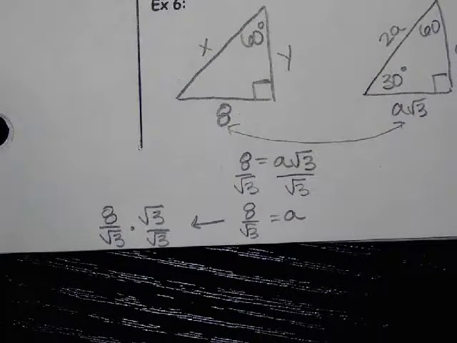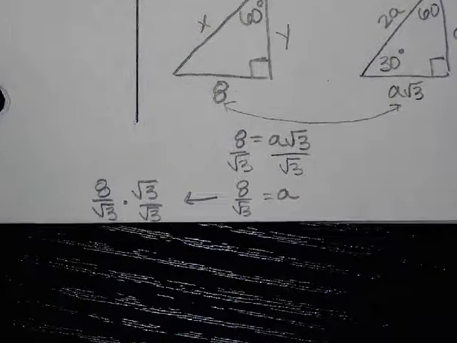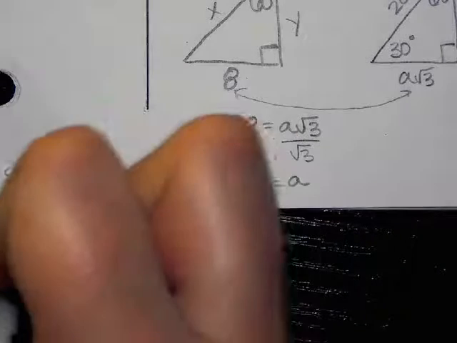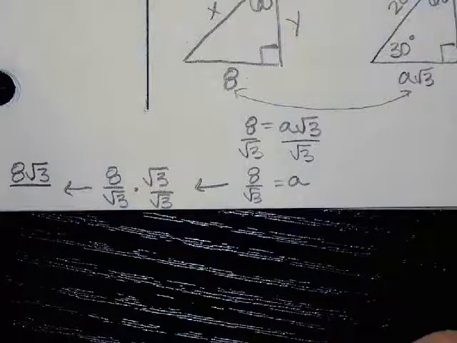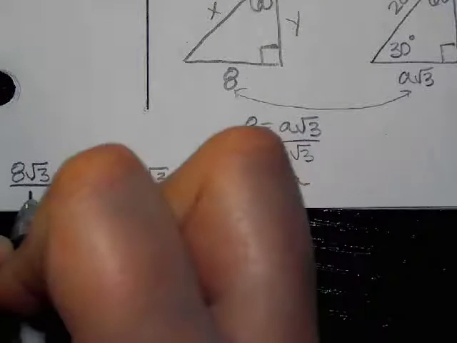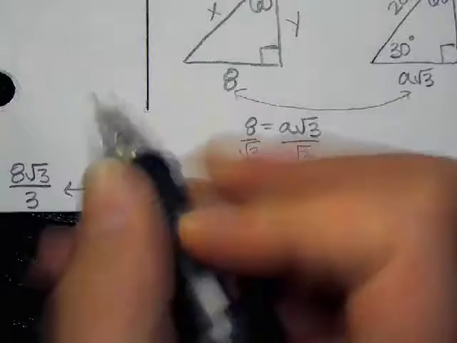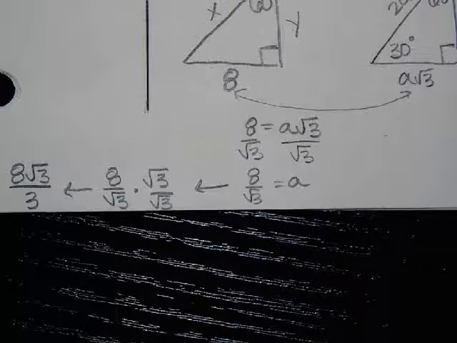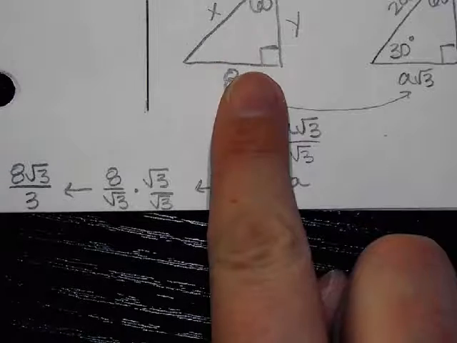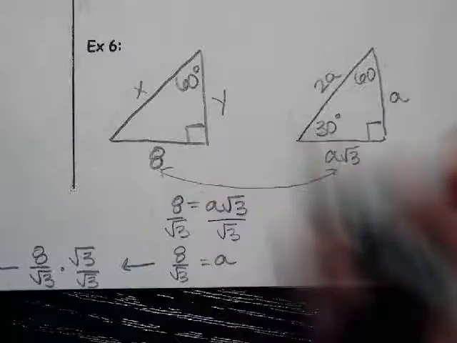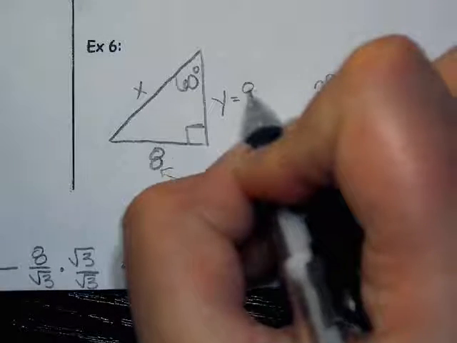Okay, so on the top, what do we get? So we get 8 root 3 on the top. What do we get on the bottom? Root 9, what's root 9? 3. Okay, so our a value is 8 root 3 over 3. Okay, so which side is just a? The y. Okay, so this side is 8 root 3 over 3. Done.